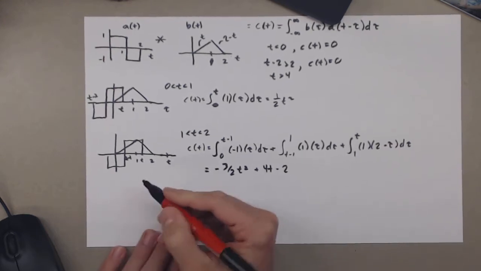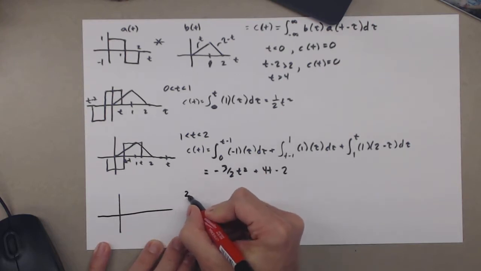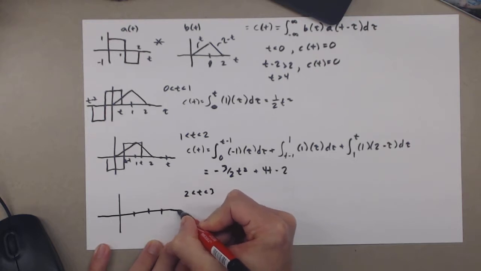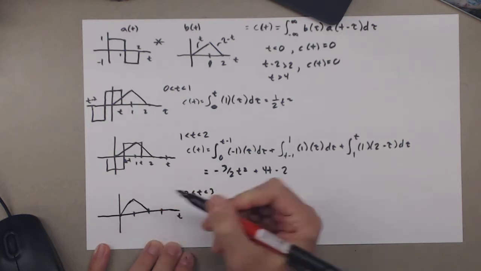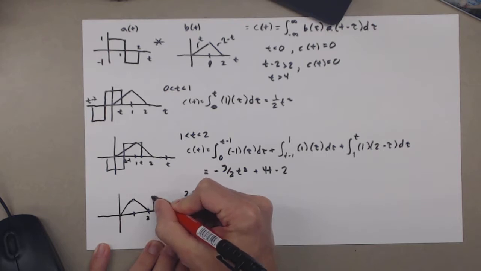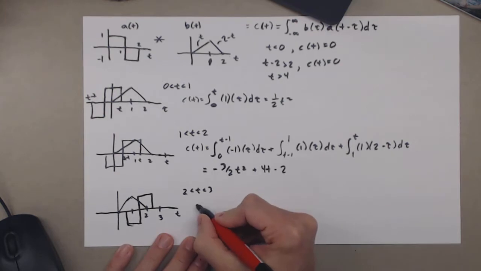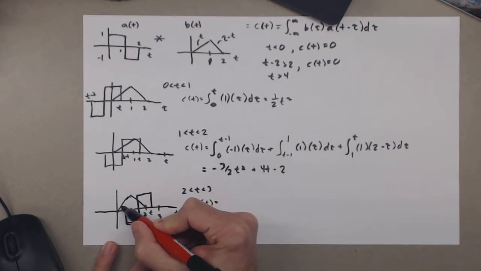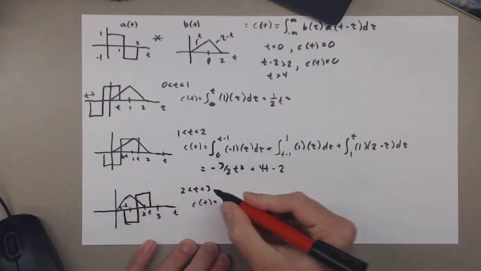Okay, next is when t is between 2 and 3. B of tau stays the same. Here's A of t minus tau. So here's the output C of t. Here's t minus 1, here's t minus 2. Again, multiple integrals because we have piecewise linear functions.